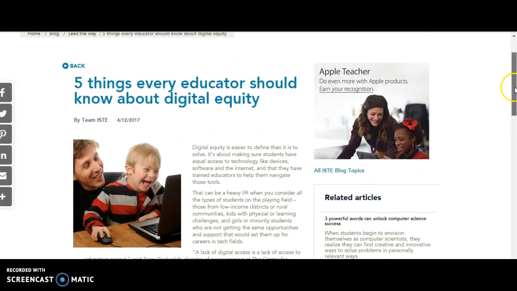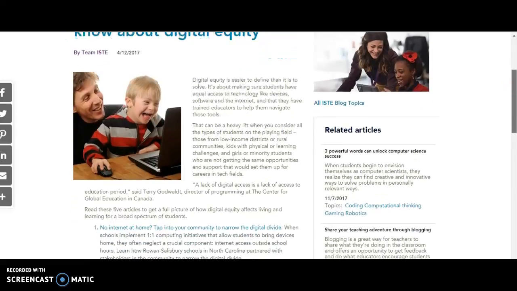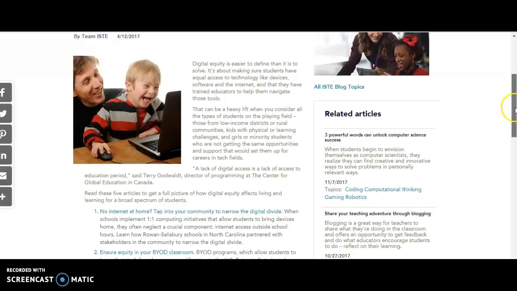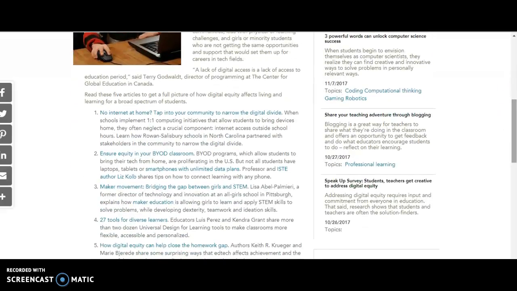It's easier to define than it is to solve. Like, we understand what it is. It's providing equal opportunities to individuals with disabilities, but sometimes that isn't always the easiest thing to do. Sometimes digital equity is also providing access to people who are lower income or who have fewer resources than everyone else. So sometimes you have to take into consideration that the students or individuals have no internet at home.